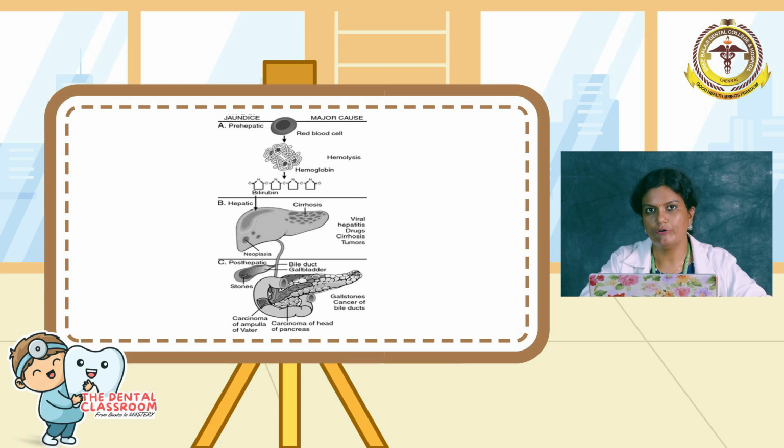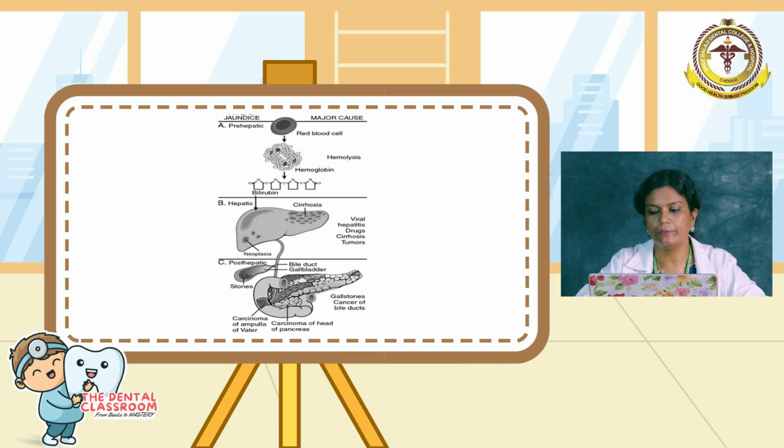The second type of acquired jaundice is hepatic jaundice. The most common cause for hepatic jaundice is viral hepatitis caused by virus. It could also be because of cirrhosis of the liver, certain drug intoxication, poisoning and tumors associated with the liver.